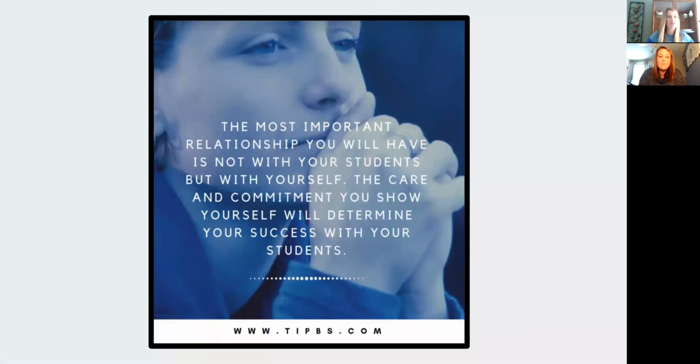And we'll wrap this section up with, I can't take credit for these quotes because Stephanie finds these and they're wonderful. The most important relationship you will have is not with your students, but with yourself. The care and commitment you show yourself will determine your success with your students. And that's hard for us as educators, to put ourselves first in that respect of getting to know ourselves and how we need to take care of ourselves to be able to take care of others.